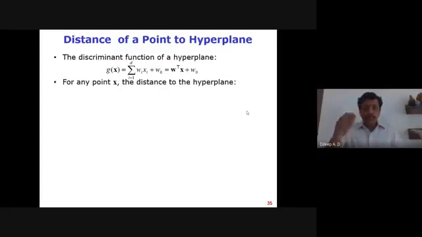Just to recap, g of x, which is W transpose X plus W naught, is a linear discriminant function. By definition, for any data point x, its distance to the separating hyperplane is given by g of x divided by the Euclidean norm of the weight vector. I'm not going to show the derivation for this; interested people can look into the linear algebra. Because of the limitation of time, take it for granted that by definition, the distance of any point to the hyperplane is given by this expression.